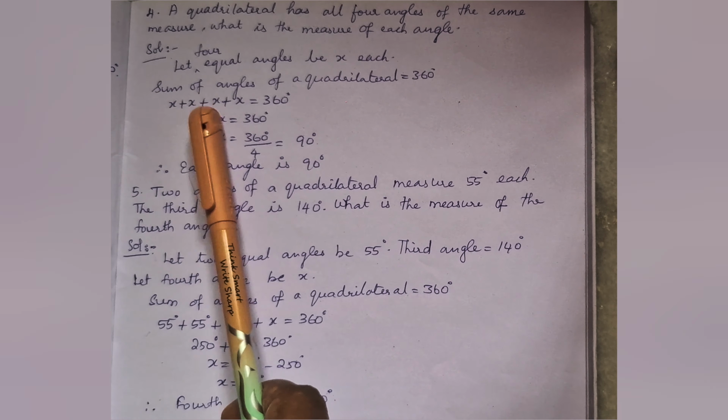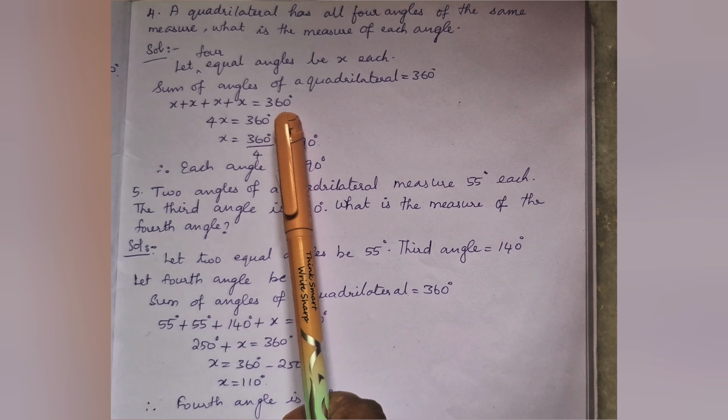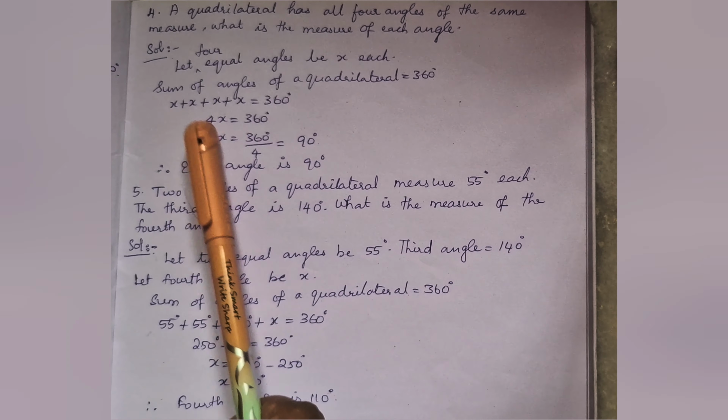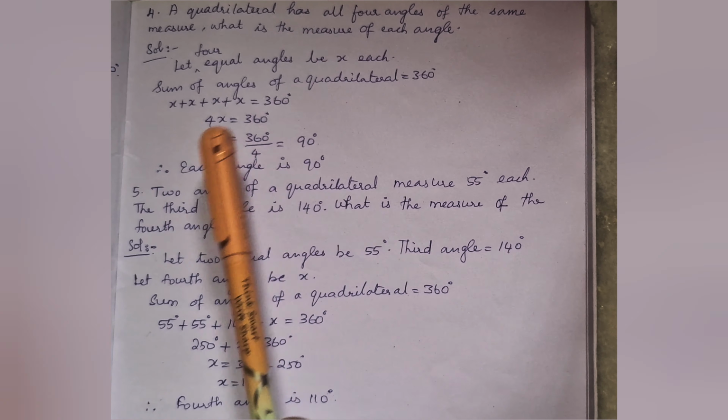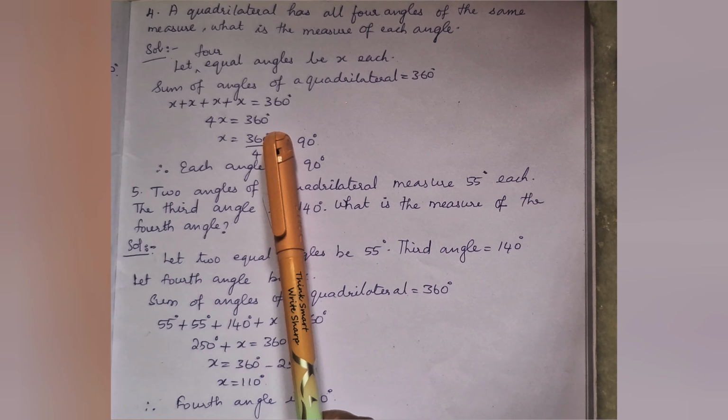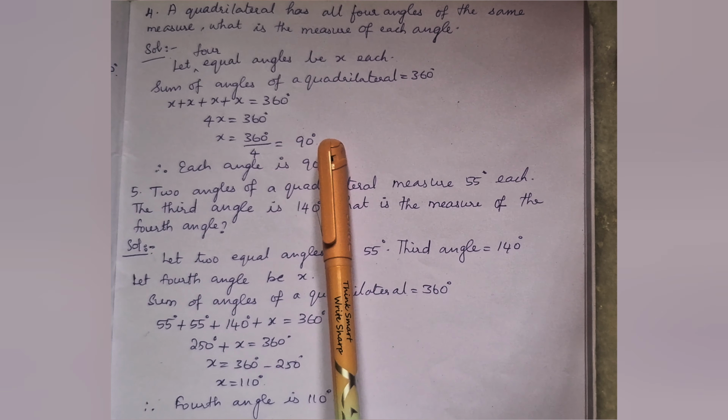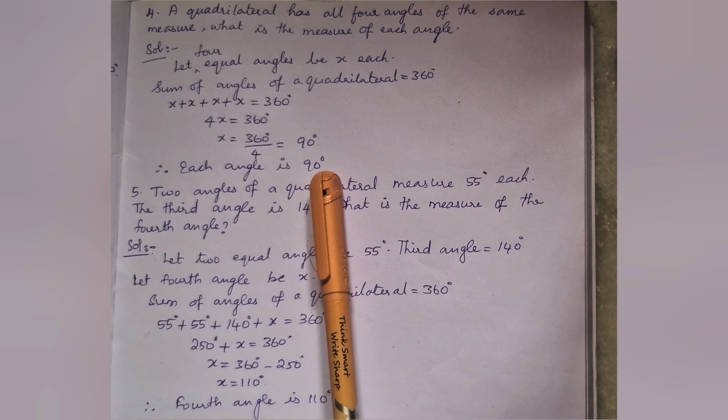So x plus x plus x plus x is equal to 360 degrees. When you add all these, you get 4x. You have 4x here. So 4x is equal to 360 degrees. From that, x is equal to 360 divided by 4, which is equal to 90 degrees. So each angle is 90 degree.